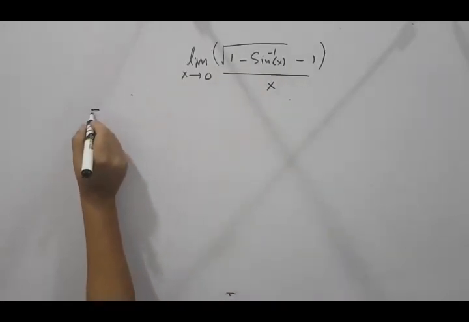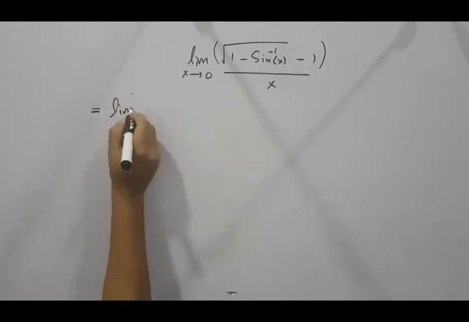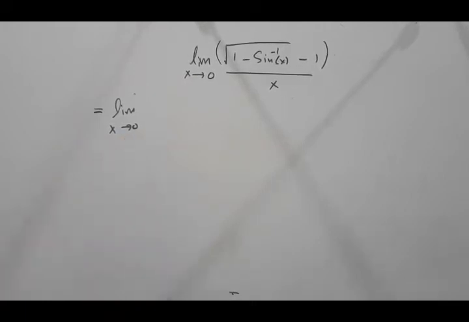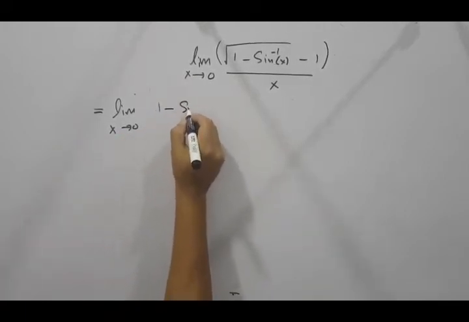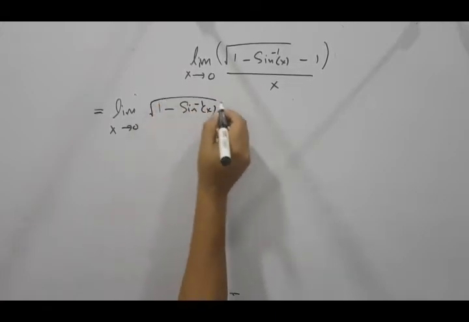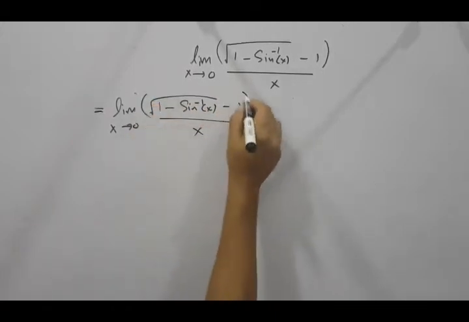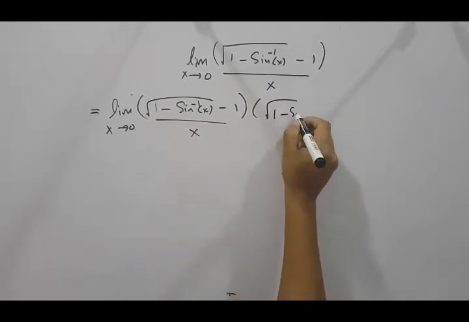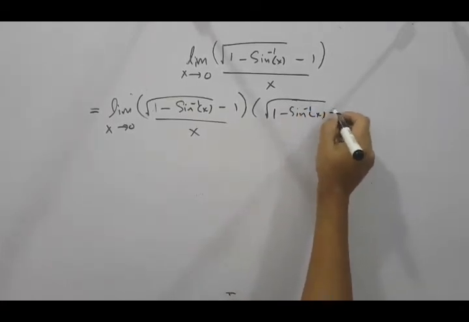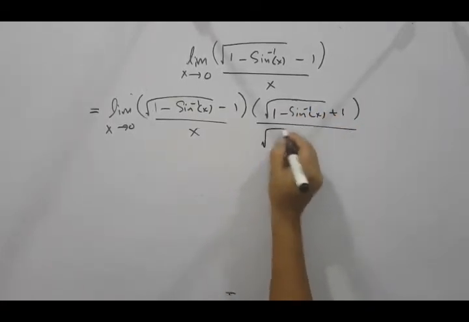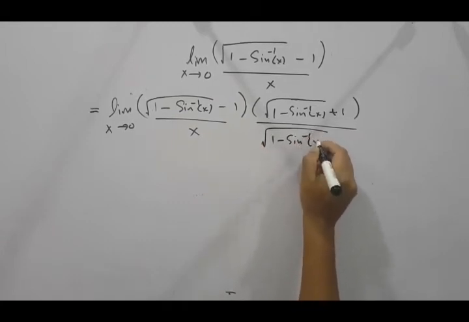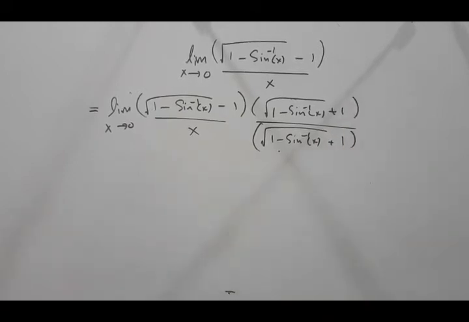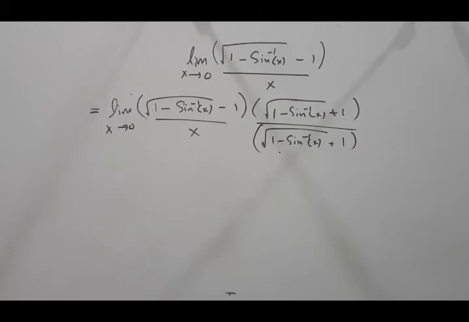So let's write this. Write the equal mark, limit x equals 0. You have to write this. It is a must. Then square root of 1 minus sine inverse of x, minus 1, divided by x. Make sure you put parenthesis. Then multiplied by square root of 1 minus sine inverse of x plus 1, which is the conjugate, over square root of 1 minus sine inverse of x plus 1. You have to multiply both numerator and denominator by the same expression so that the original expression is not changed.